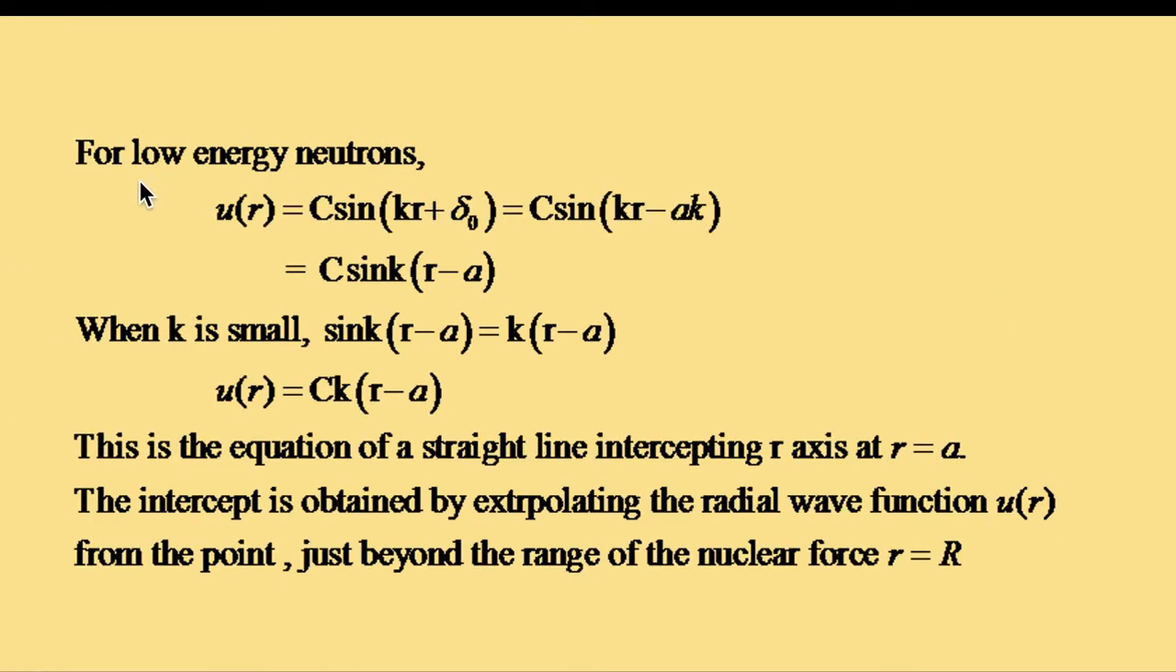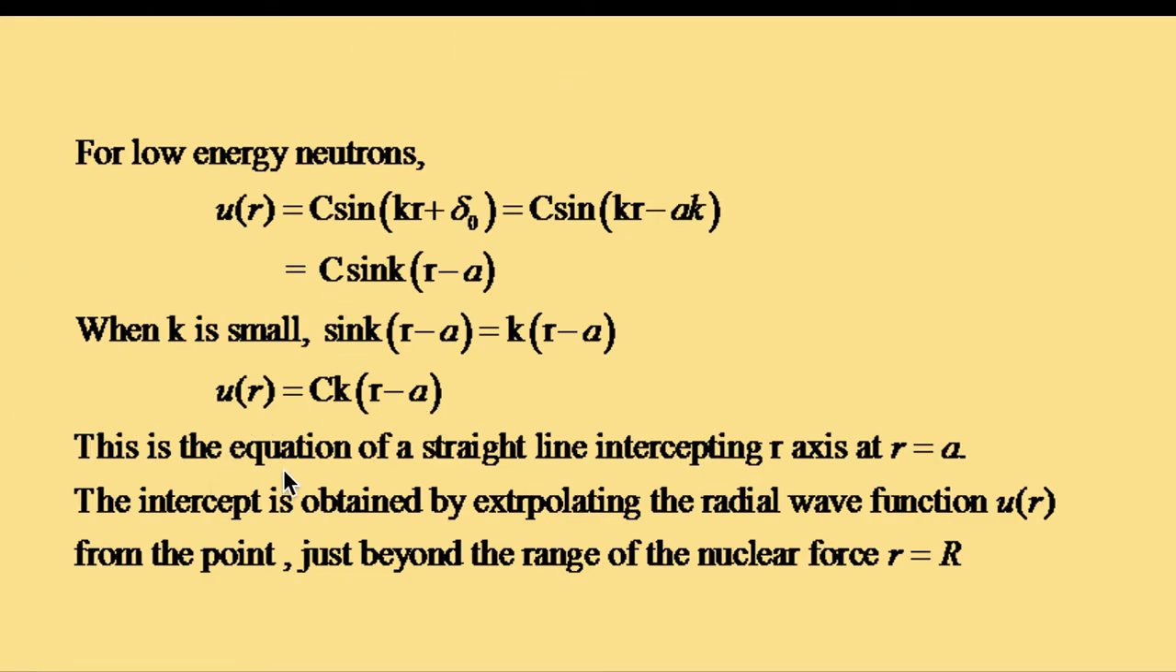Now, for low energy neutrons, we have the nuclear radial wave function that we have written as u of r, which is C sine of kr plus delta 0. And now in place of delta 0, it is minus ak. So it is C sine k, as common factor, r minus a. And when k is small, sine k of r minus a you can write as k into r minus a. That is u of r is Ck r minus a.